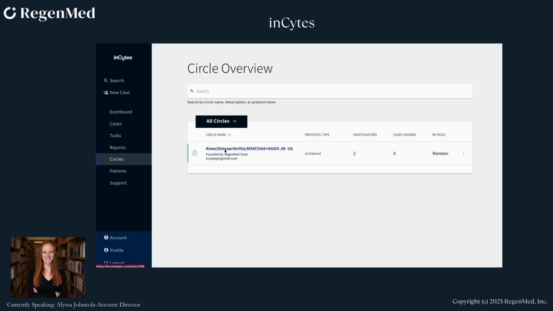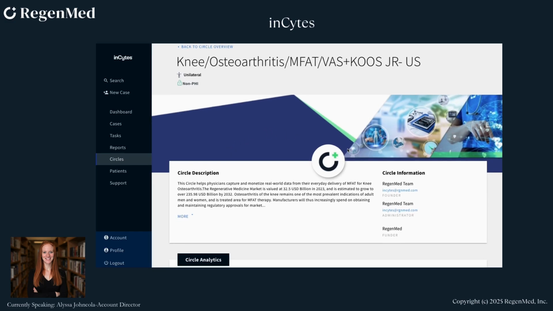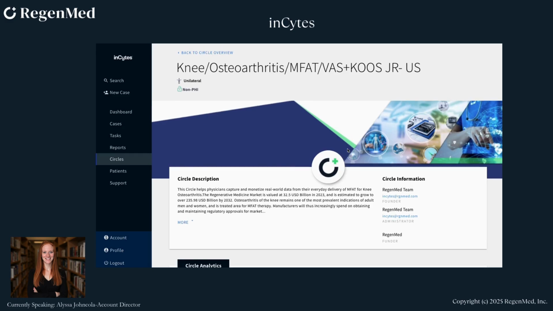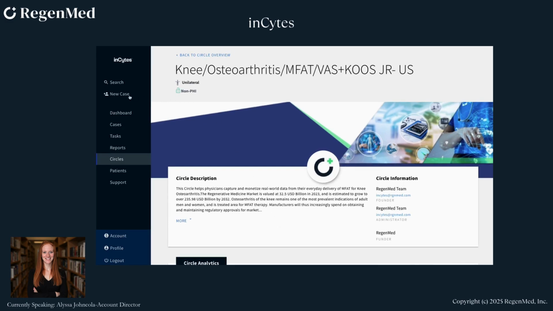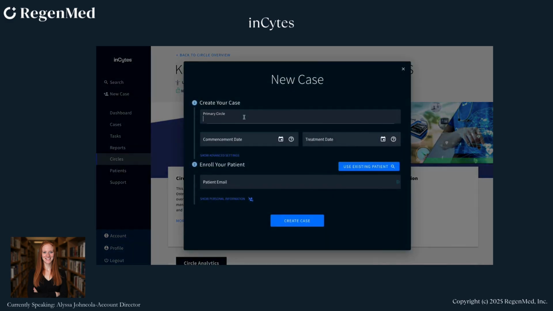The physician can select circles on the left-hand menu to see the circles in which they are a member. There are many ways to enroll a patient. The method shown here is called remote enrollment.